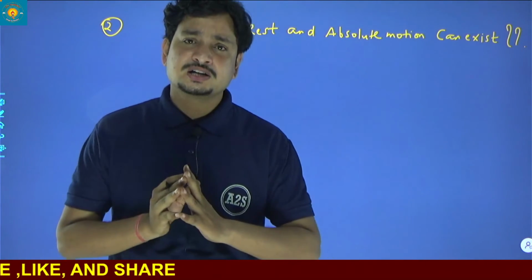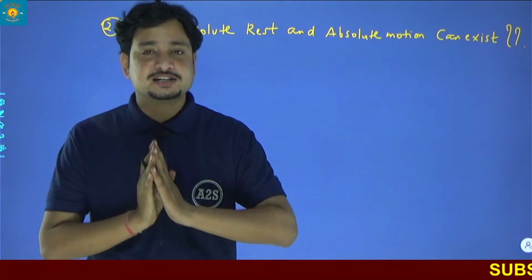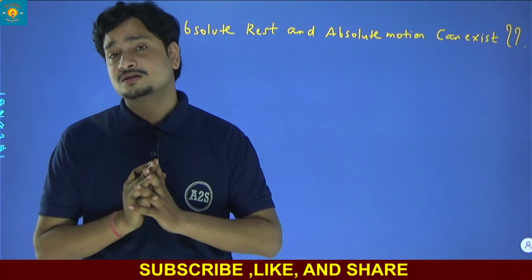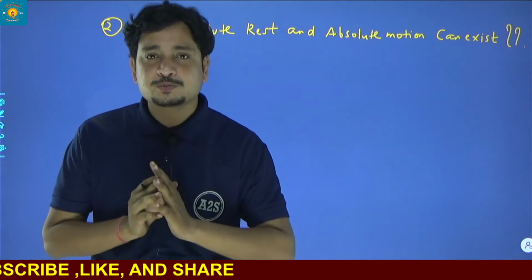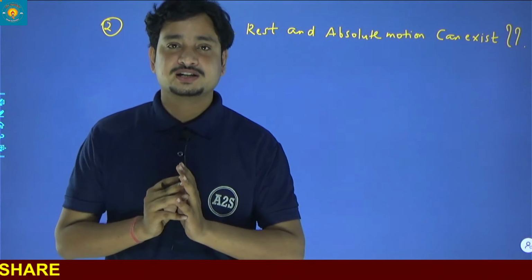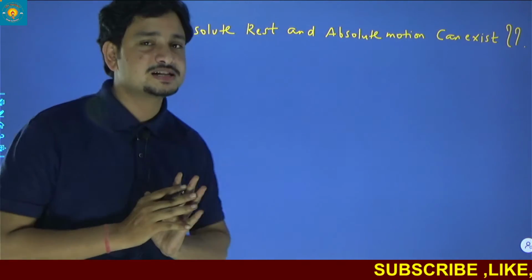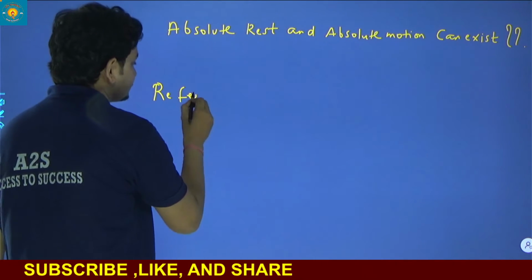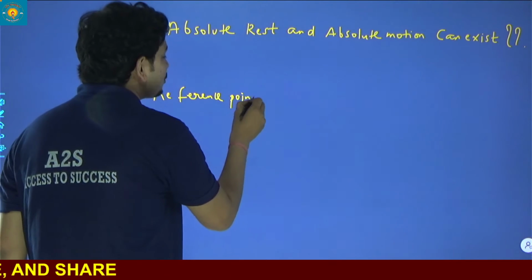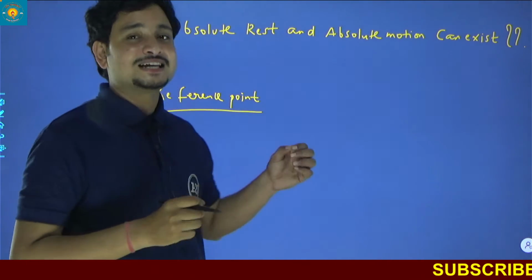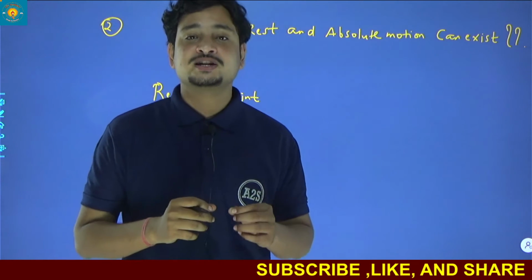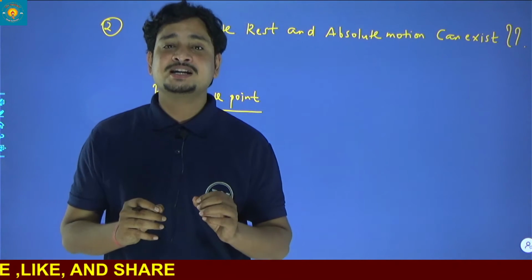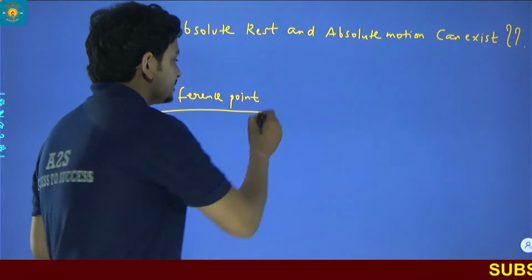In the universe, we have to take a reference point first. So you may have a doubt about what a reference point is. So first we talk about the reference point, then we come to absolute rest and motion. Reference points are those points which tell us about the state of an object, whether it is in motion or in rest. Clear? Write down the definition.